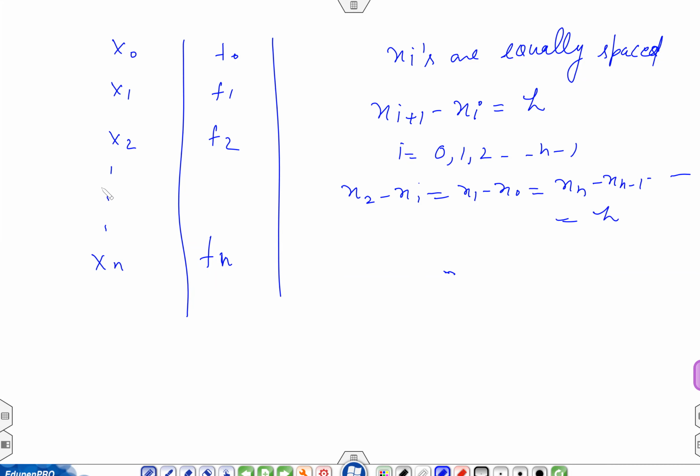What does forward mean? Suppose you have to compute the value of the function at some point that is near to the initial values, like around x0, x1, x2. Then we will use the Newton forward formula. If you have to compute the value from the backward side, near to xn, then you will use the backward formula. In between there is another formula, but that is not in your syllabus.